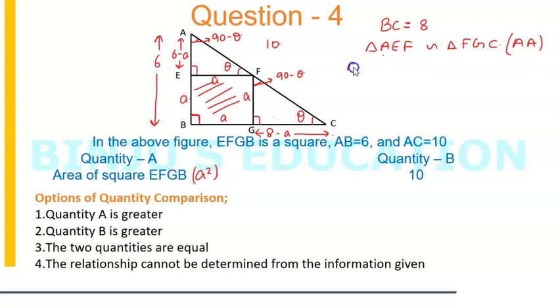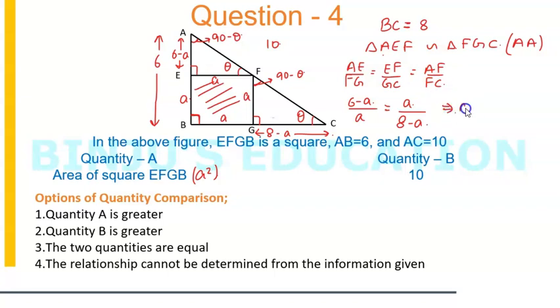Which means I can say that AE divided by FG will be equal to EF divided by GC will be equal to AF divided by FC. So what's the value of AE? AE is 6 minus A. FG is A. EF is again A. And GC is 8 minus A. I think these two are sufficient. We don't have to write AF over FC, it's not required.